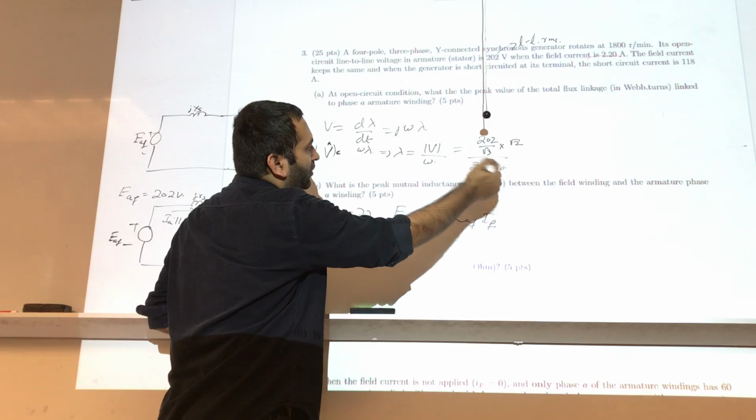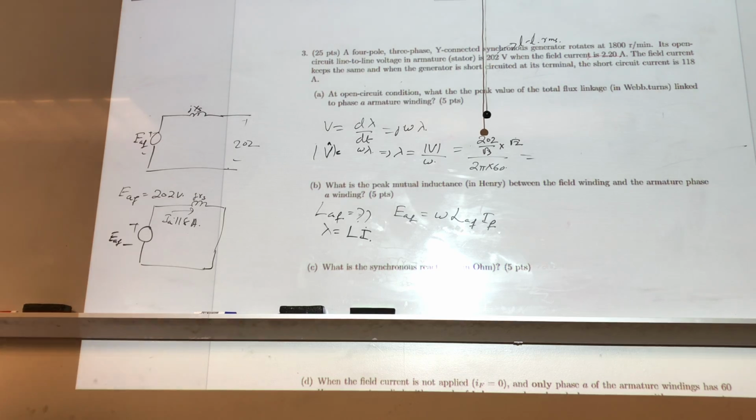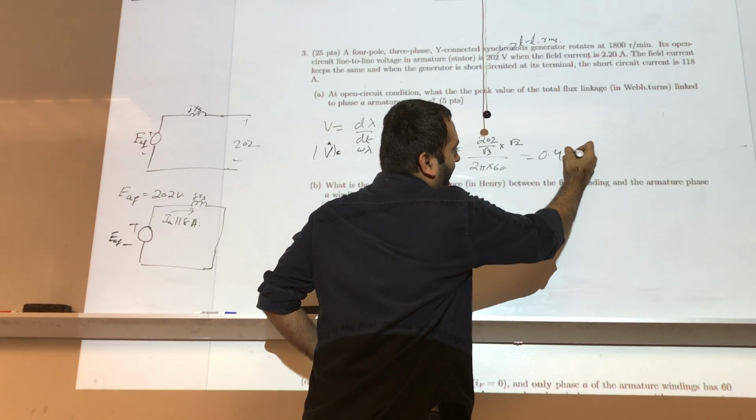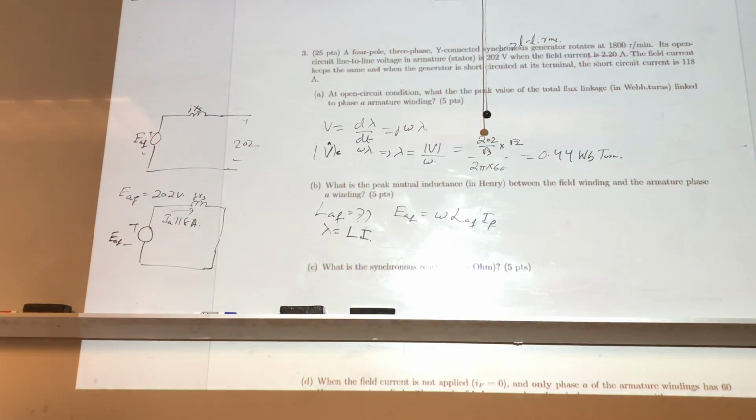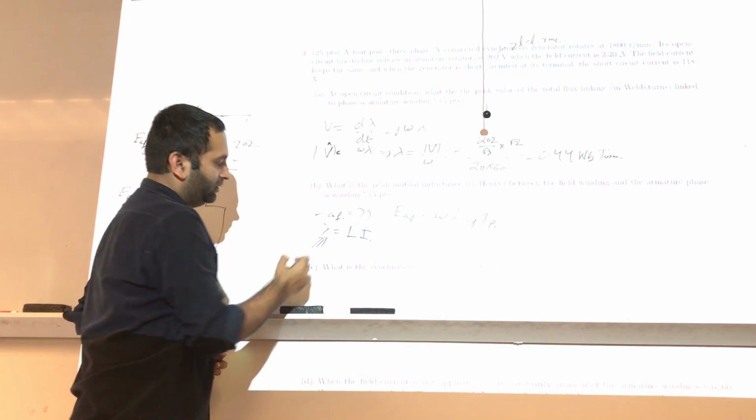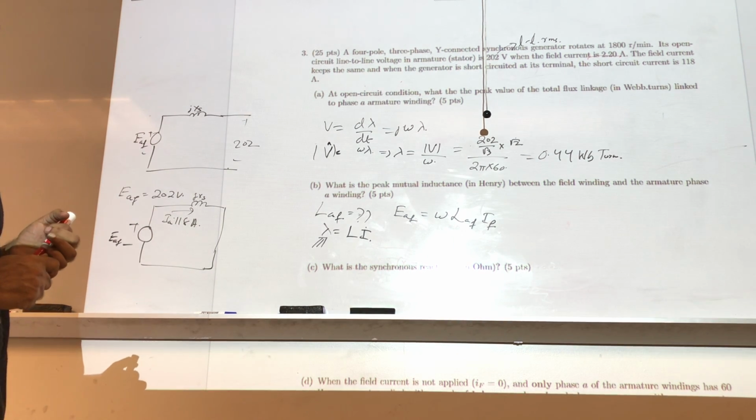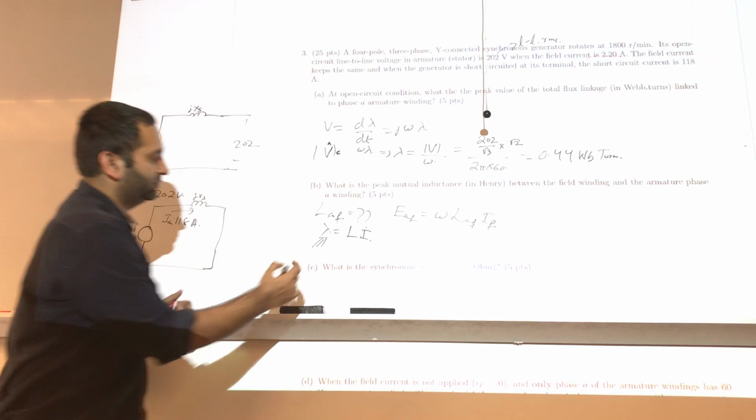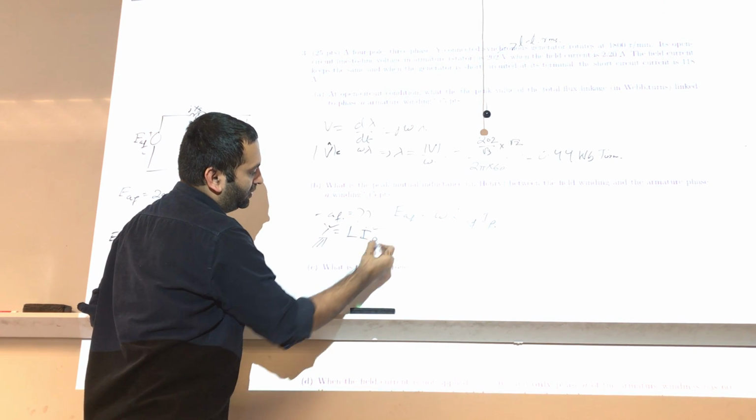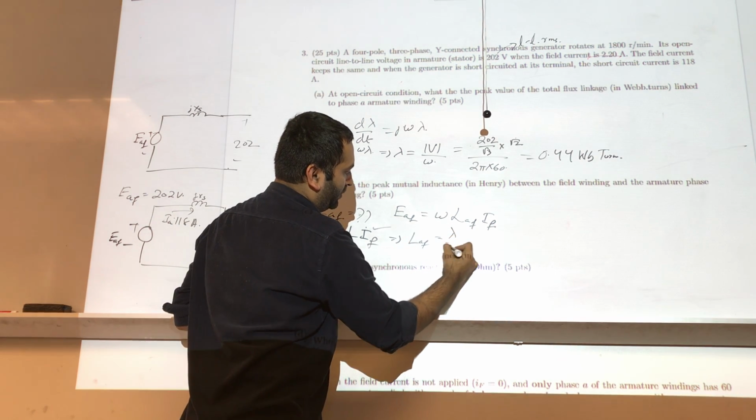So in this question, we already found lambda. What is the value of lambda? 0.4375 Webers. So you know lambda, and I think the field current is given in the question. You mean short circuit condition one? Is that what you're saying? No, it's given here, 2.2. So IF is given. This is known. So you can find LAF equals lambda over IF.